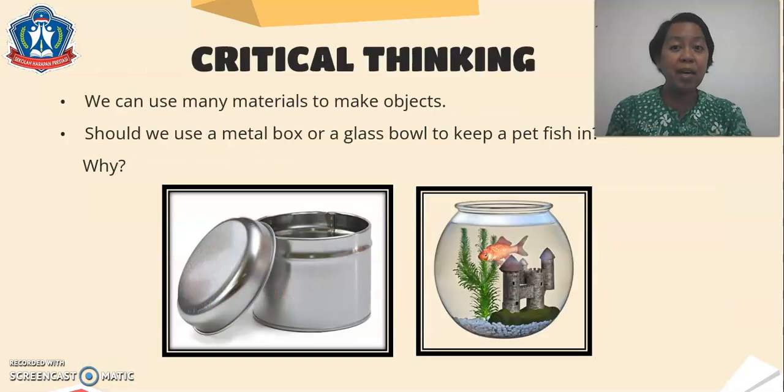For our critical thinking, we can use many materials to make objects. Should we use a metal box or a glass bowl to keep a pet fish in? Why do you think so? Submit your answers in the Google Classroom, children.